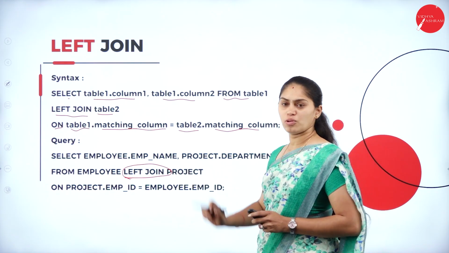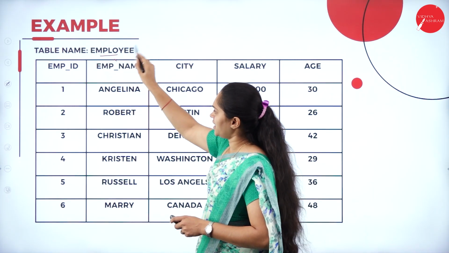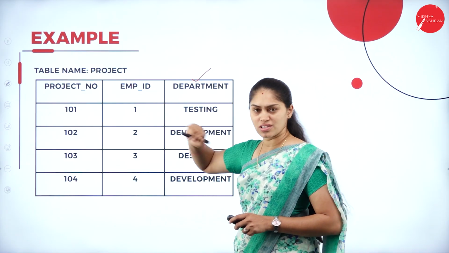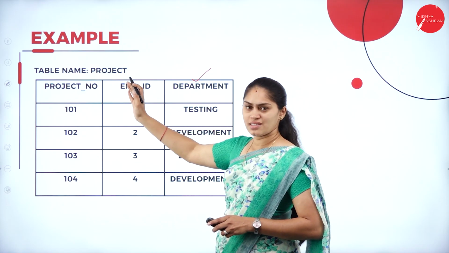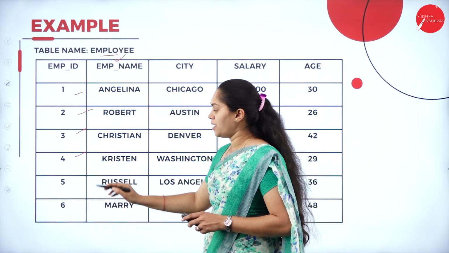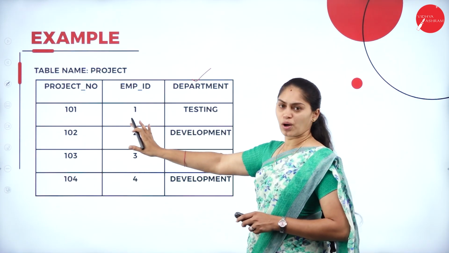Then what will be the output here? You can see I am taking the employee name and we are taking department from the project. The values which are there in the employee table are 1, 2, 3, 4, but 5 and 6 do not exist in the project.